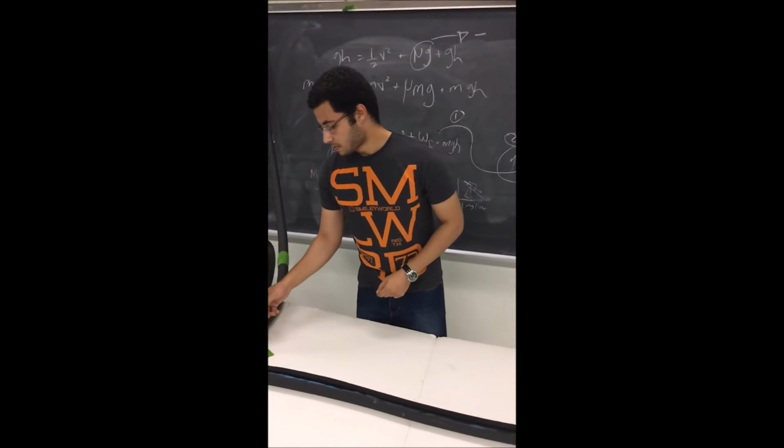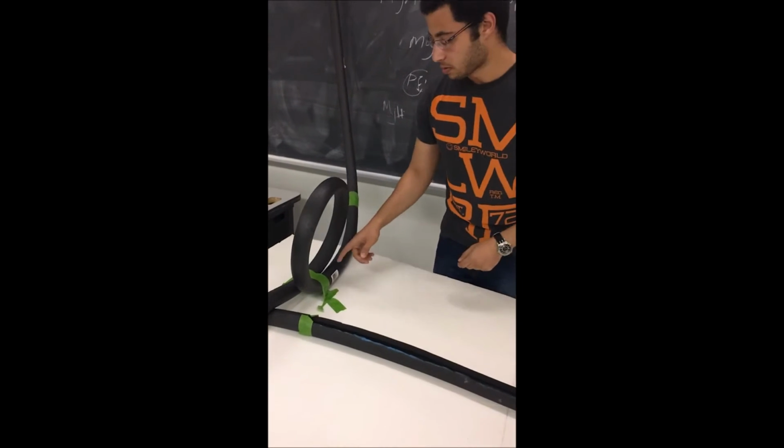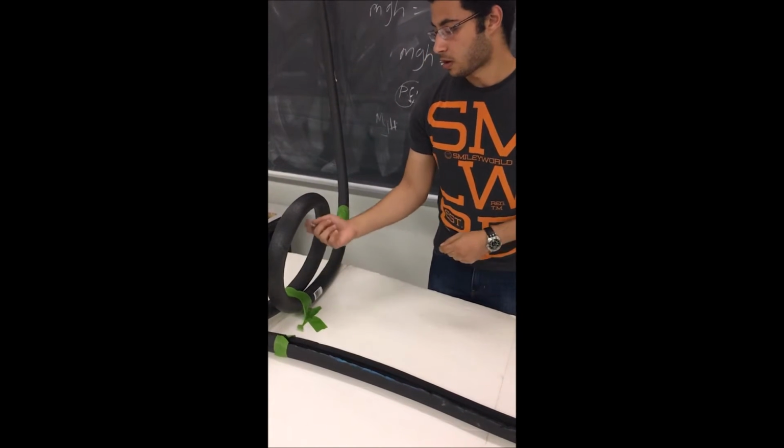Right, in this loop, the centripetal force should be more than the gravity, which will cause the marble to move from here to there without falling down.